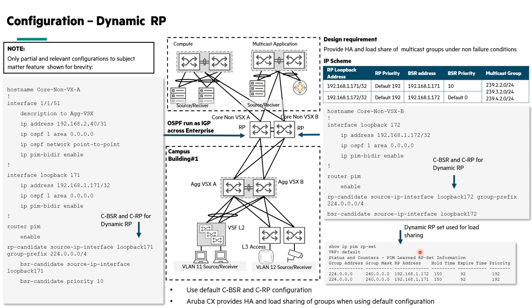And so what will happen is when we look at our RP sets, we see that both of these are actually selected as the RP, and what multicast will do, because we've got all of the groups going to both of these RPs, is that the groups will load share amongst the two RPs, so that gives us some load sharing under non-failure conditions when we're using default configuration effectively.